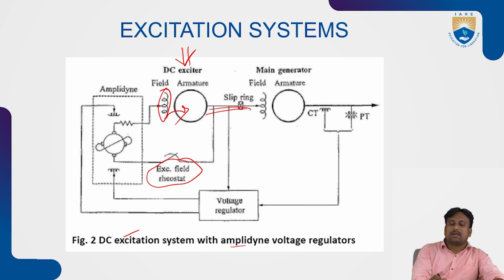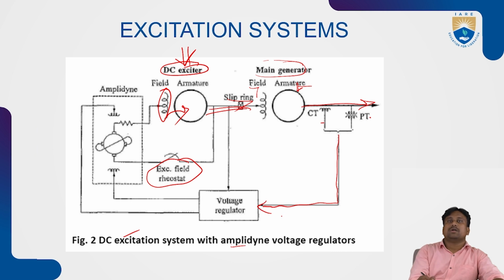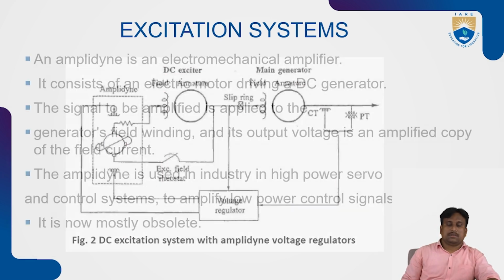One of the slip rings is provided here, one with the field, another with the armature. This is called the main generator, and this block is known as the DC exciter. This extension is connected with CT and PT, and this block is superimposed as the feedback path to the voltage regulator. Again, this feedback path is given to the armature side. Likewise, the DC excitation system with the amplitude voltage regulators is going to be considered.